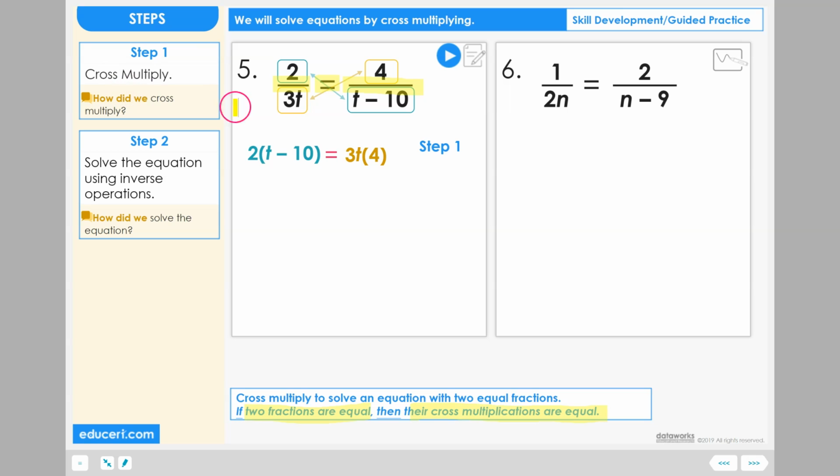And now to complete our cross multiplication, let's go ahead and multiply these terms together, starting with our 2 in a distribution to the terms positive 1t and negative 10. 2 times t is 2t, and positive 2 times negative 10 is negative 20. And that is equal to 3t times 4, and we're going to multiply the numbers together and we're going to get 12t. How did we cross multiply?